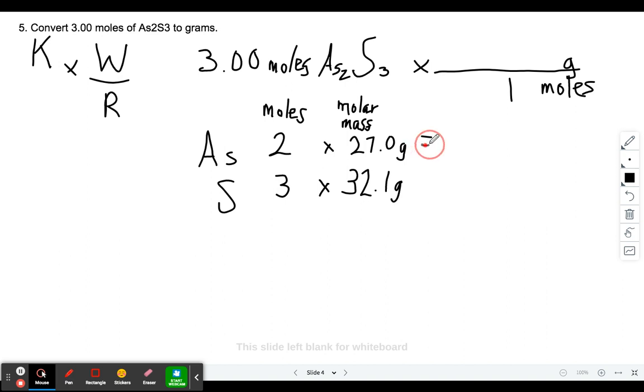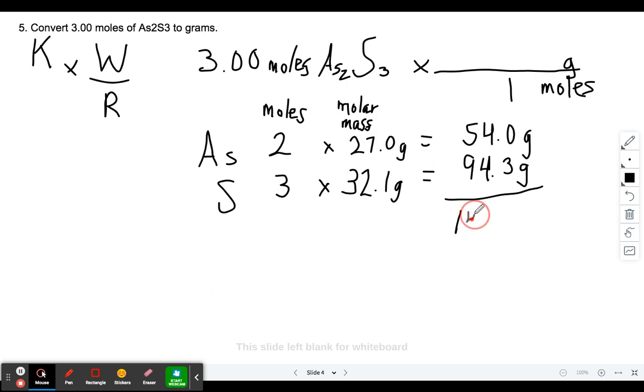Okay, I want to multiply them, so 2 times 27 is 54.0 grams. And then 3 times the 32.1 is going to be 94.3 grams. And I'm doing this in my head, so if my calculations are wrong, you're going to have to email me, because I'm really not going to use a calculator to add this up. Okay, so I've got 148.3 grams is the molar mass of 1 mole of As2S3, arsenic sulfide.